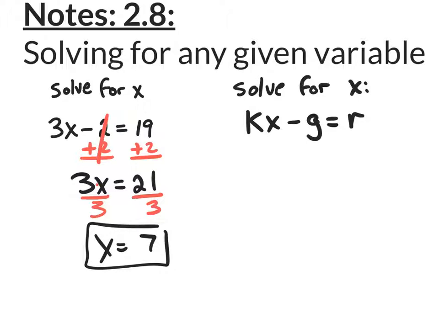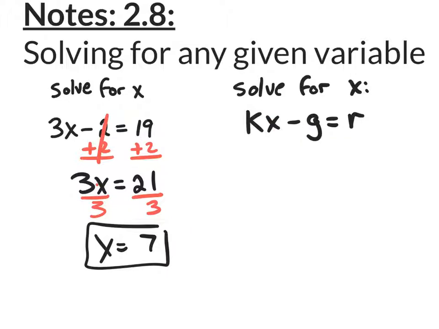And it depends what they're telling you to solve for. Right here, they're telling you to solve for x. So we're going to do the same exact process. We want to get x by itself because they're telling us to solve for x. Now, if they would say solve for g, you'd want to get g by itself. If they say solve for k, you'd want to get k by itself. But because it says solve for x, we need to solve for that x value.